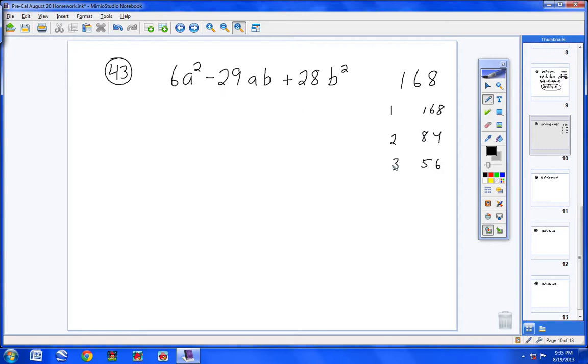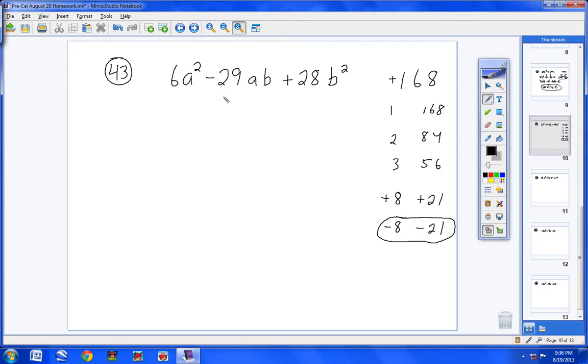So I kept going through numbers, 4 times 42. And when I got to 8, I'm like, hold it. 8 times 21. I think that's going to work. Now, I wasn't for sure, but I knew I had a pretty good chance. So I want a positive 168. So I want a positive times a positive and a negative times a negative. And look right here, this group combines to a negative 29.